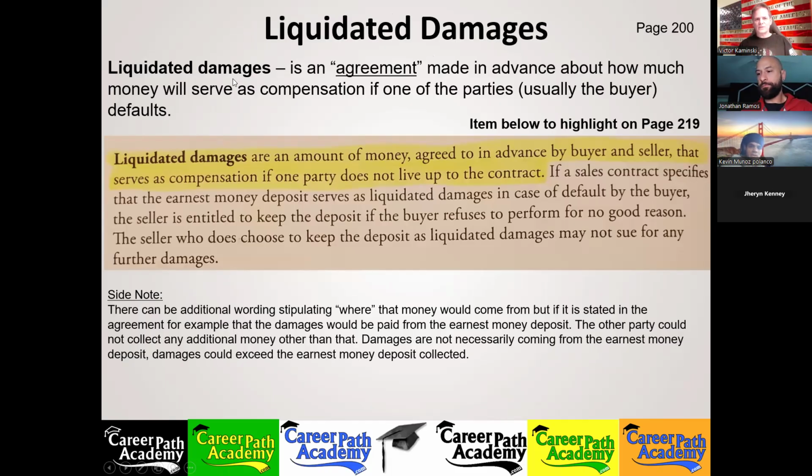Let's first go over this term, liquidated damages. Liquidated damages is an agreement made in advance about how much money will serve as compensation if one of the parties, usually the buyer, defaults. So this is on page 219. Liquidated damages are an amount of money agreed to in advance by the buyer and seller that serves as compensation if one of the parties does not live up to the contract.